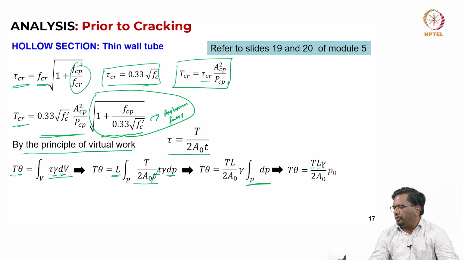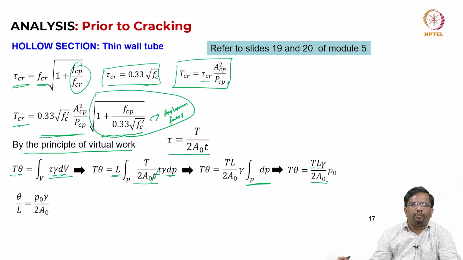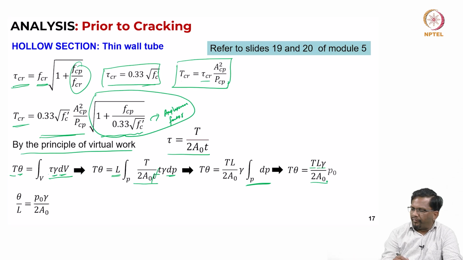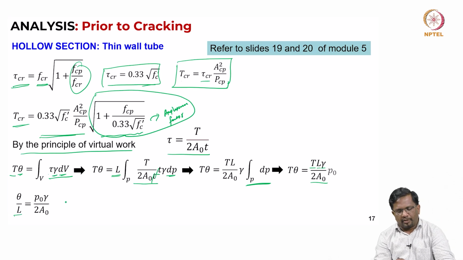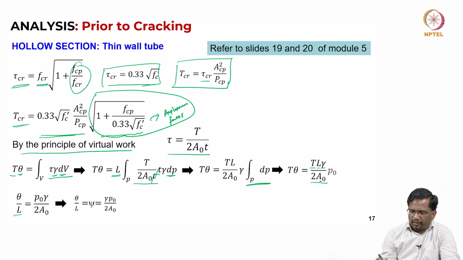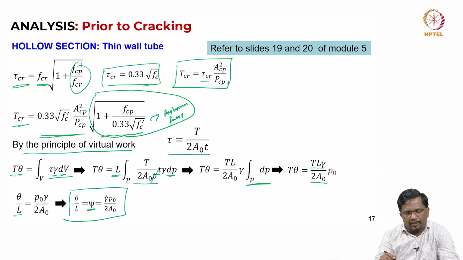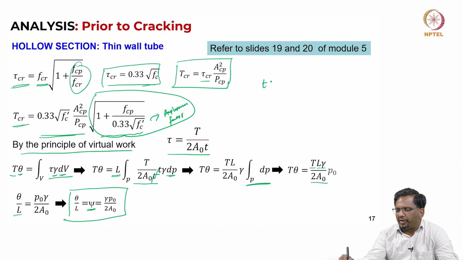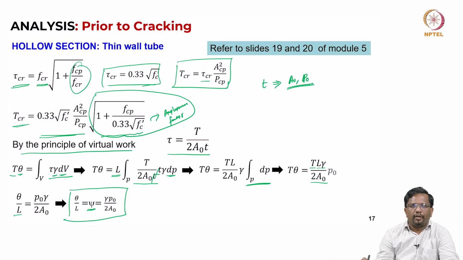So, when we do that, you will find T into theta is nothing but applied torque, length times shear strain divided by 2 A naught into P naught. Now, we are interested in finding the twist per unit length. So, theta by L can be written as P naught into gamma by 2 A naught, which is typically denoted as psi. So, if you can find out the shear strain, and the moment you assume your T, I can calculate my A naught and I can calculate my P naught. Okay, it is very easy, right. It is straightforward.